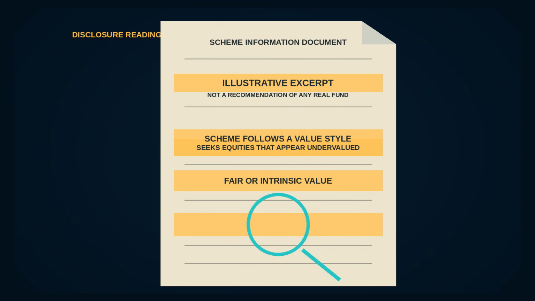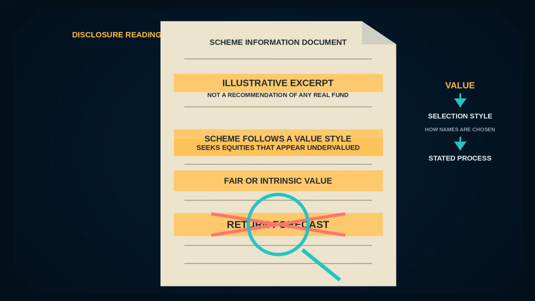First, do not convert value into a return forecast for this market cycle. Next, map value to selection style, how names are chosen under that fair value view. Finally, read the stated process and whether current holdings look consistent. The answer is the label describes an investment selection style and opportunity set, not a guaranteed result.